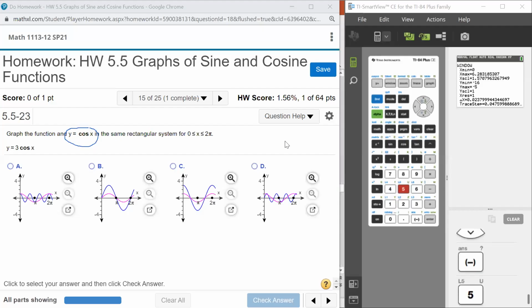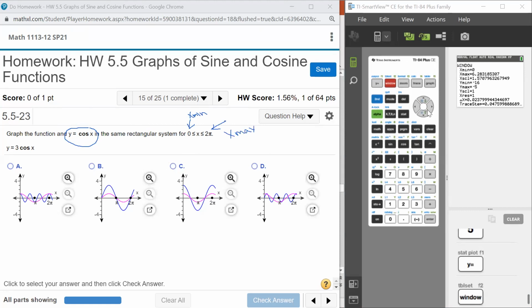Okay, so to graph this, what you would have to do is type in cosine of x, because you're comparing cosine of x, and then 3 cosine of x, because you're comparing the two graphs here. Go to window and change the x minimum. Our x minimum is going to be 0 because here it wants you to be in the system from x min, and there's your x max.